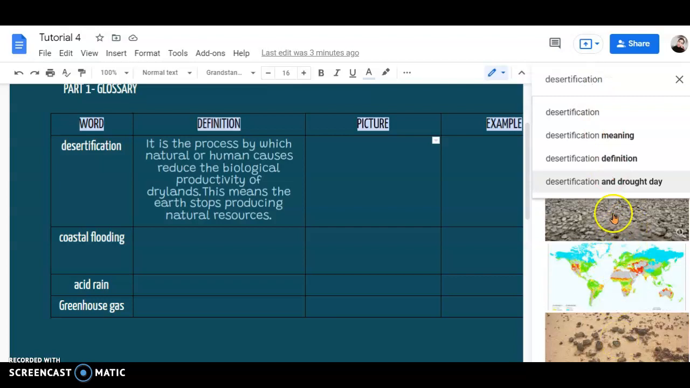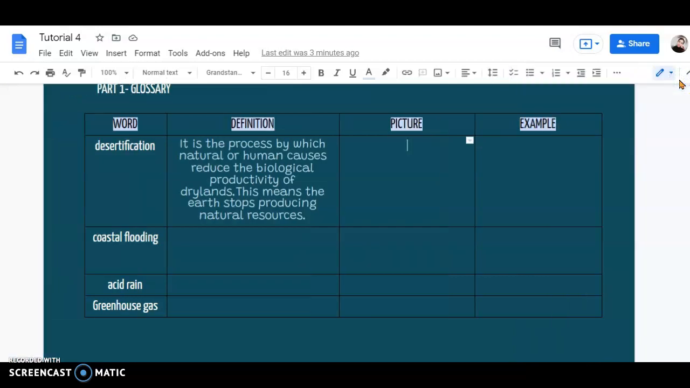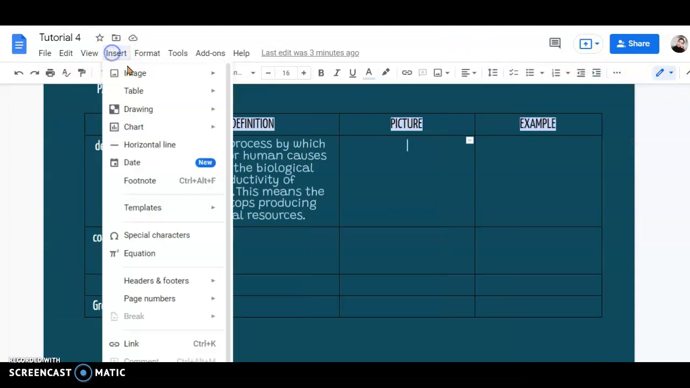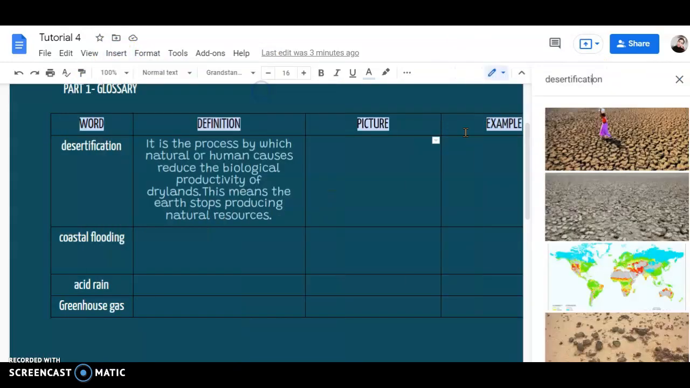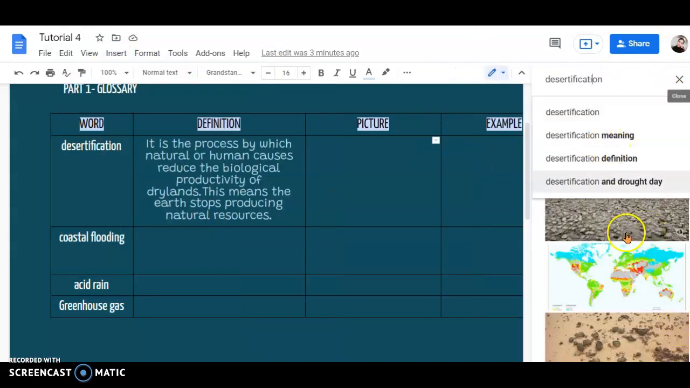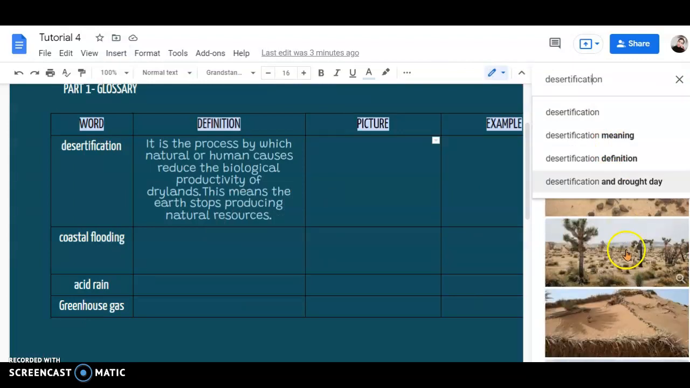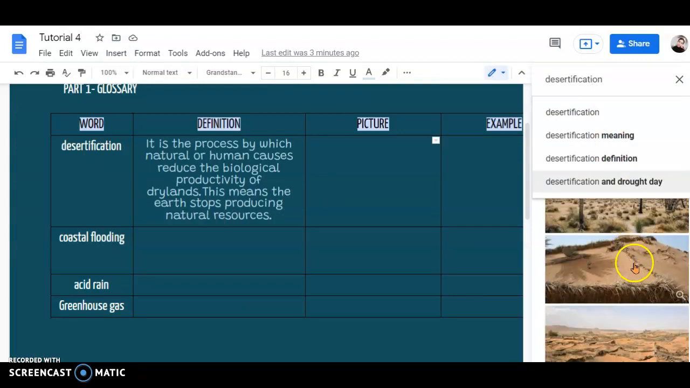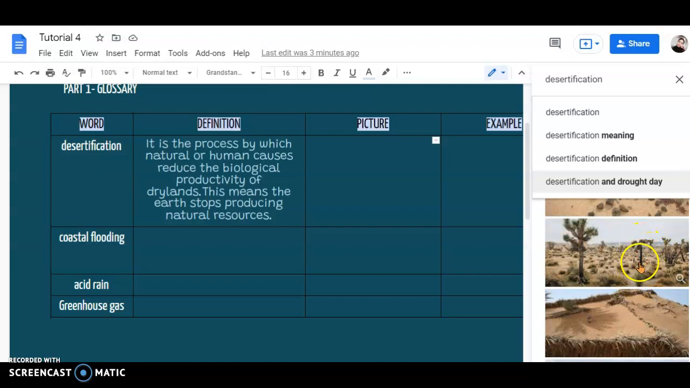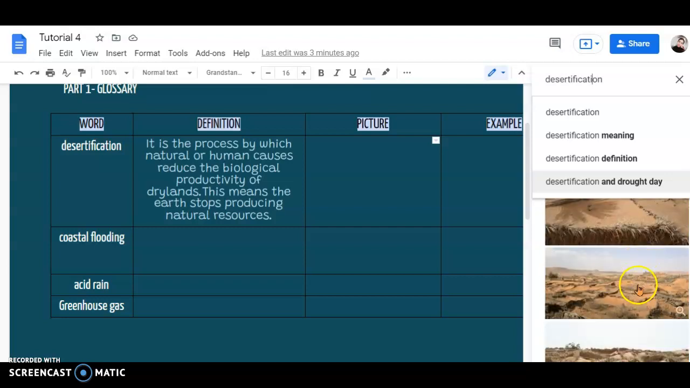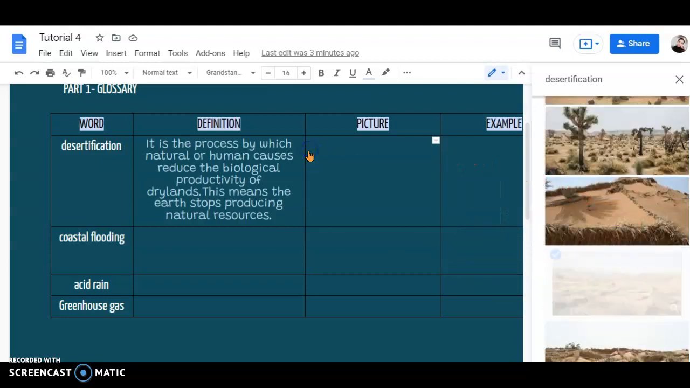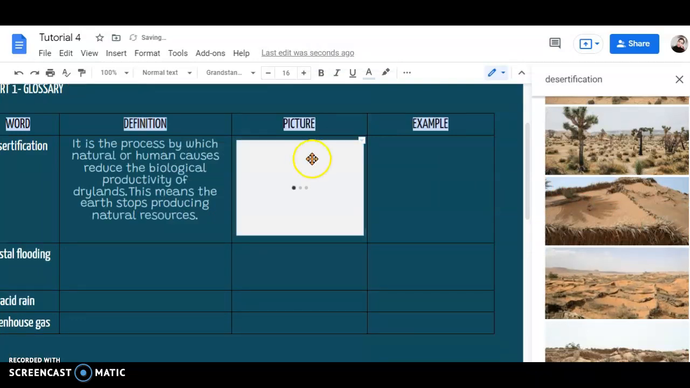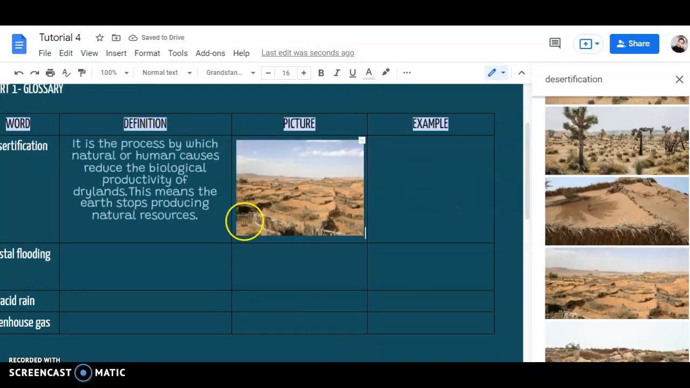Okay. Wait. Here. So, okay, this is a good example because it looks all dry. I'm going to move it right there. And there you go. And now the example.